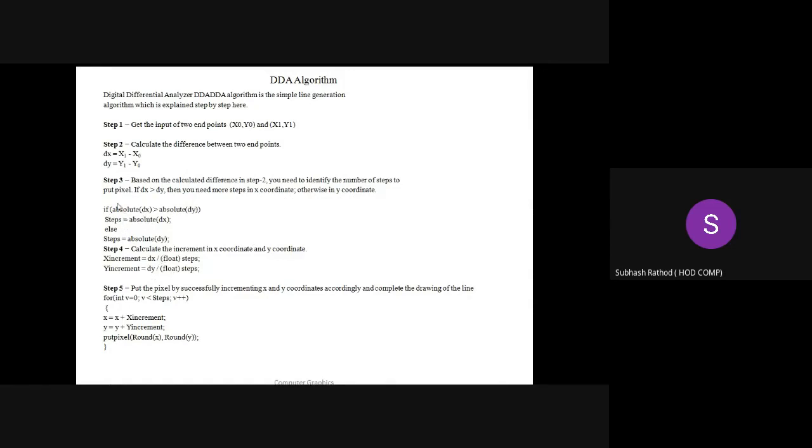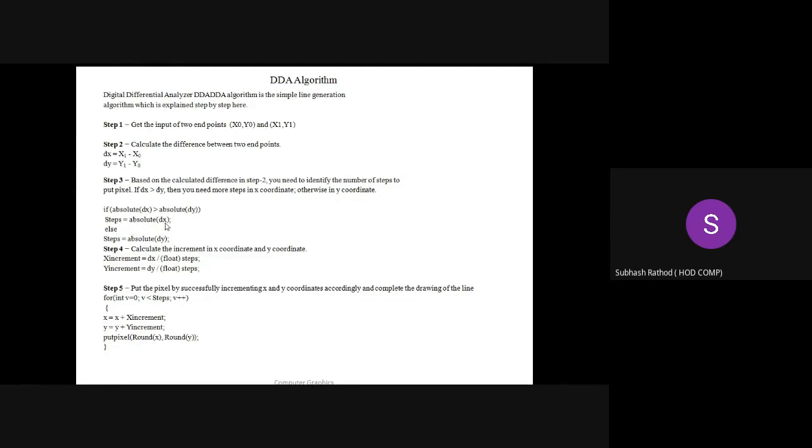Absolute means no negative values. Remember, absolute means no negative values; we only consider the positive values. Even though a negative value comes, for example minus 5, here we will consider only the 5. Yeah, remember.